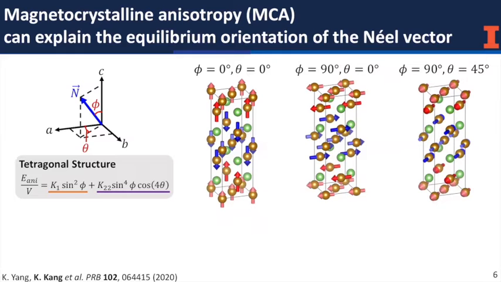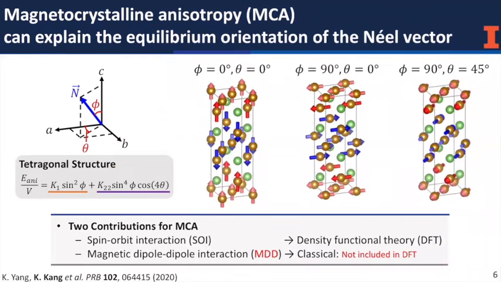But the equilibrium orientation is determined by this magnetocrystalline anisotropy energy, which is the energy change with the Néel vector direction in terms of the two spherical coordinate angles. Magnetocrystalline anisotropy energy has been widely studied for a long time, and it can be characterized by the crystallographic symmetry. So a tetragonal structure has an out-of-plane anisotropy along the AC plane and an in-plane anisotropy along the AB plane.